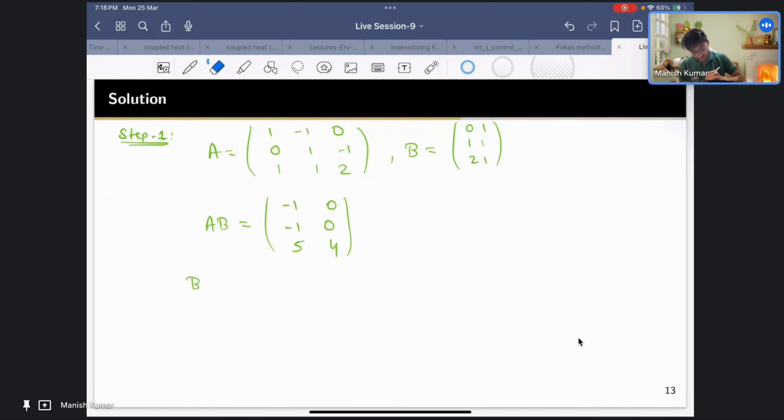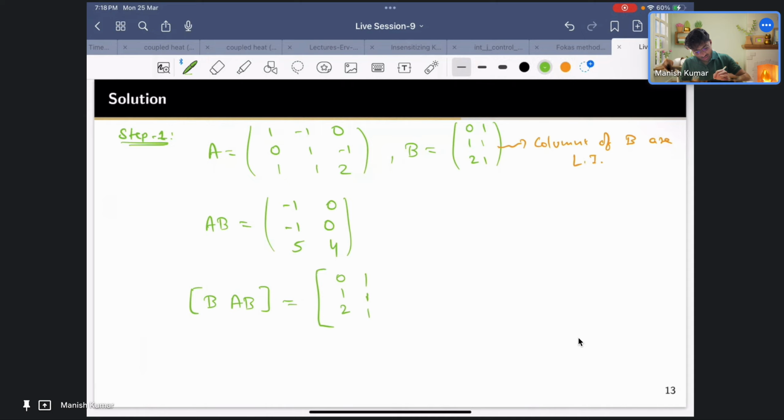So I can write this matrix [B, AB, A squared B]. Let us check this first. These two rows are clearly linearly independent, so I can say that the columns of B are linearly independent. Anyway, the rank is at least 2. That is clear. Now we want to know whether it is 3 or not. So it is 0, 1, 2, 1, 1, 1, and then you have minus 1, minus 1, 5, and then you have 0, 0, 4. You can clearly see.